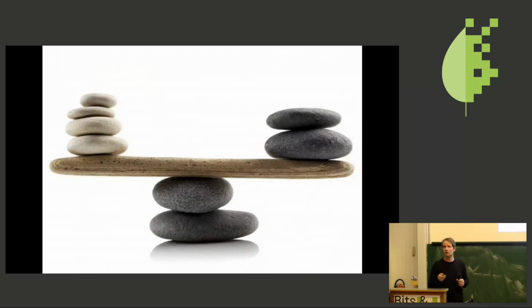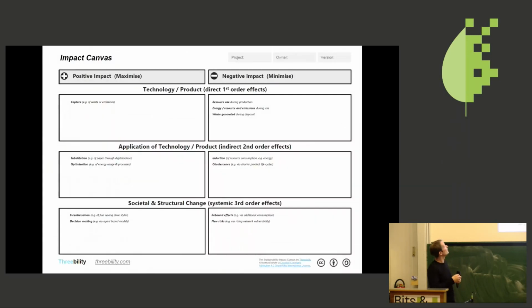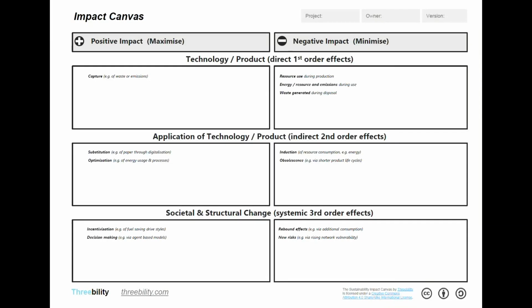And only if you actually do an honest accounting, take into account the positive and the negative impact of your solution, can you actually develop real sustainable solutions. And so we came up with the sustainable impact canvas, which works like this. So you have two sides, the positive impact, which you want to maximize, and the negative impact, which you want to minimize. So, for example, you want to minimize the resource usage of your technology on the first level, the technology. The second level is the application of the technology. For example, you want to optimize the energy usage. At the same time, you want to minimize the induction of additional resource consumption.